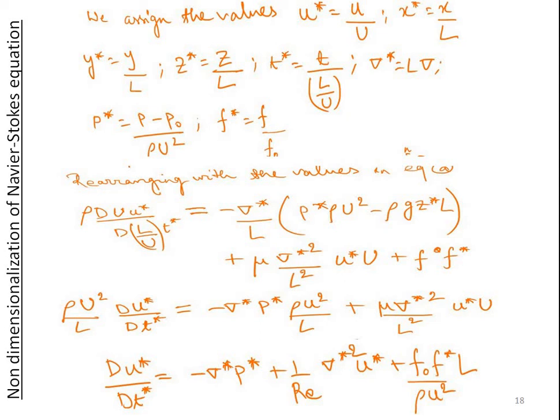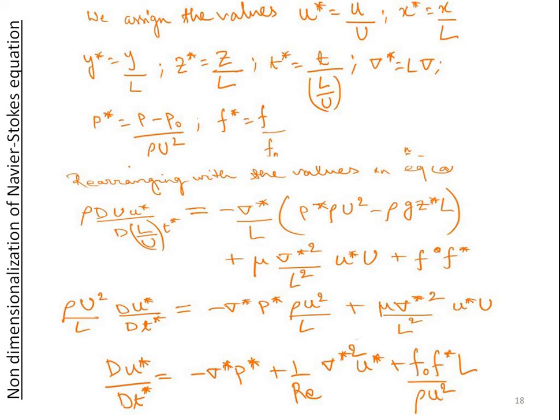So in non-dimensionalized calculation, we generally use the Strouhal number as our non-dimensionalized time. The definition of non-dimensional time we will come to later on. Then we have nabla star, which is denoted by L nabla. So in this way, we have non-dimensionalized pressure P star, which is P minus P naught by rho U square. We have non-dimensionalized frequency, which is F star is F by F naught.